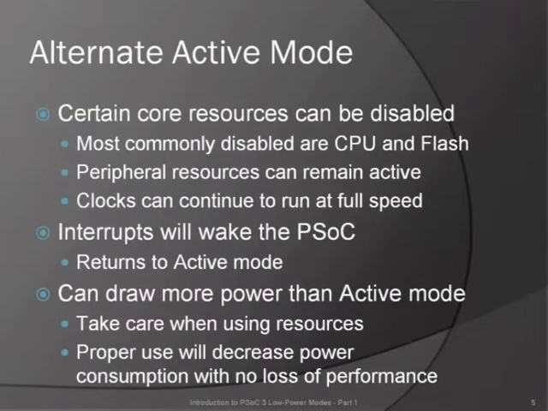Alternate active mode is very similar to active mode, but offers some power savings by allowing the firmware to disable certain core resources while other peripheral resources remain active. The most common configuration is to turn off the CPU and flash memory while continuing to run other resources at full speed. Interrupts will wake up the PSoC from alternate active mode and return it to active mode. Since resources can still be active during alternate active mode, it is actually possible to increase power consumption rather than reduce it. When used properly, however, power consumption can be reduced with no impact to system performance.